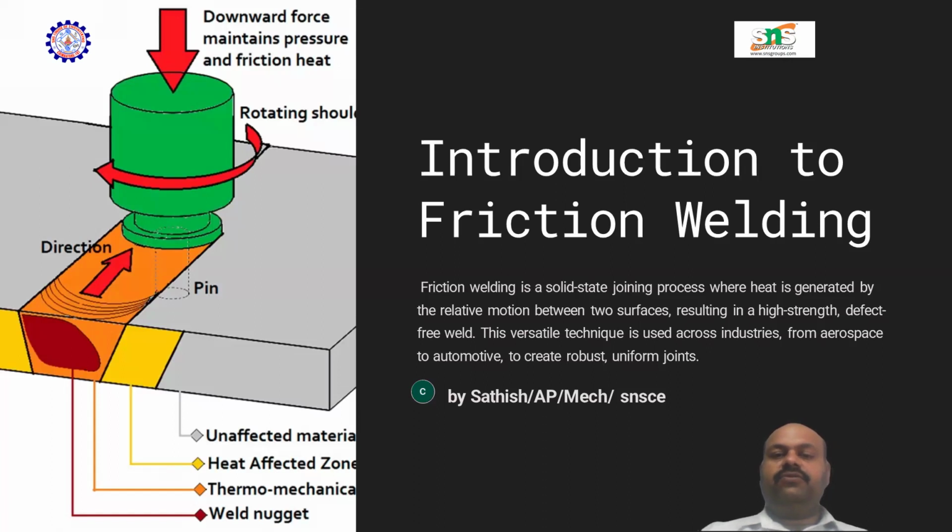So, introduction to friction welding is today's topic. Friction welding is a solid state joining process where heat is generated by the relative motion between two surfaces, resulting in high strength, defect free weld. The versatile technique is used across industries from aerospace to automotive to create robust and uniform joints.